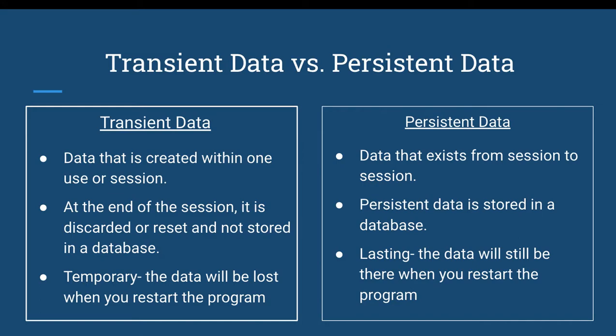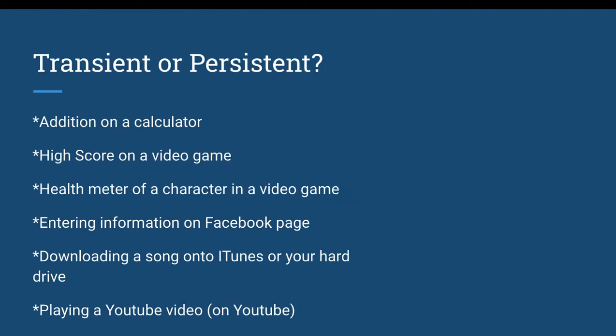The idea of persistent data is that you can have data that exists from session to session when you're using an app or a program. It's generally stored in a database, which again can be on your computer or up in the cloud, which are servers that you access through the internet rather than existing in a physical location. And this data will be lasting. It'll be there when you restart the program, as long as you have access to that data, and it doesn't go away.